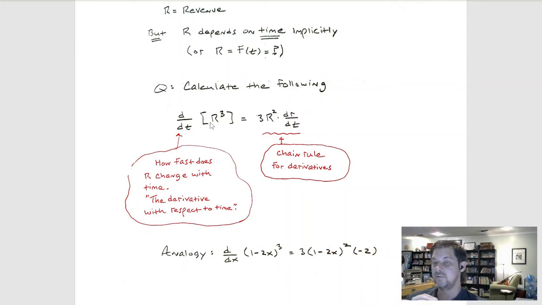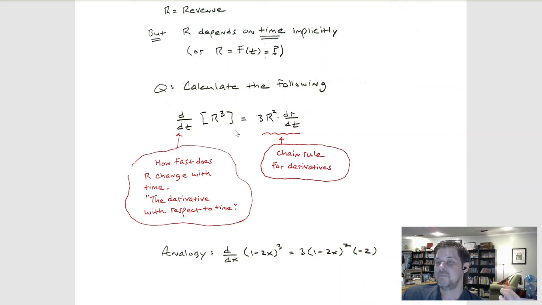You might have all kinds of equations, r being revenue, might have different powers, whatever it is. But let's just say in the equation that we're dealing with somehow, it's r to the third power. So when I say d over dt of r to the third power, I'm asking how fast does revenue change with time, given that the formula I'm working with is r to the third power. This would also be a way of asking what's the derivative with respect to time. Now, the rules for derivatives never change.